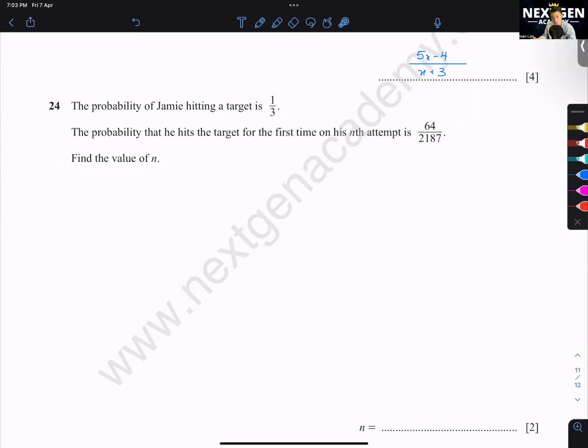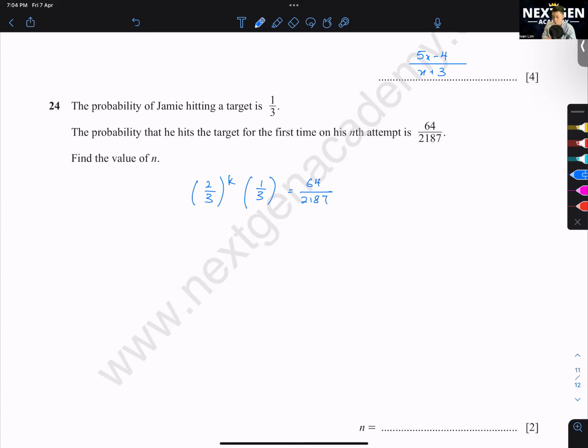So what's the logic behind the calculation? Imagine if he hit on the 5th time. The calculation will be 2 over 3, 2 over 3, because 2 over 3 is he missed, so 2 over 3 four times, then on the 5th time, 1 over 3. That is the calculation. Now we want to find the nth attempt. So we put 2 over 3 to the power of something, let's just call it k, multiplied by 1 over 3, because this is the attempt that he hit, equals 64 over 2187.